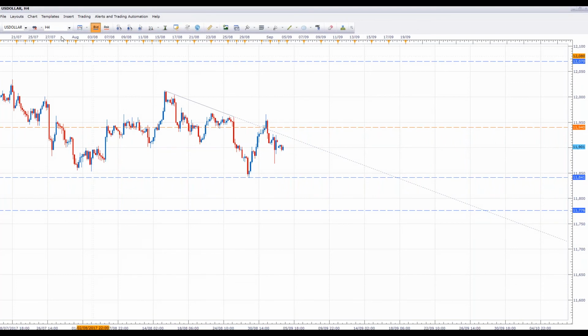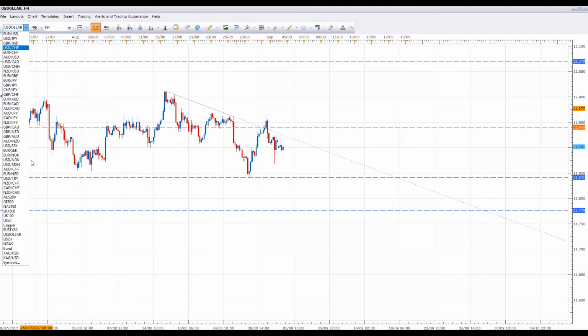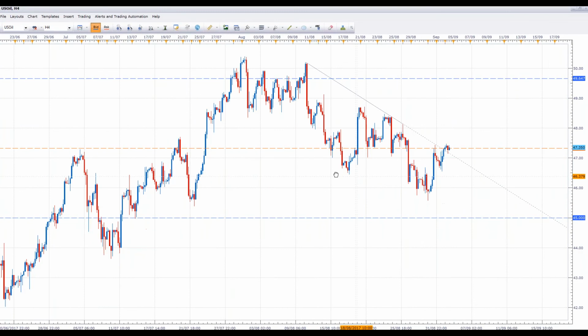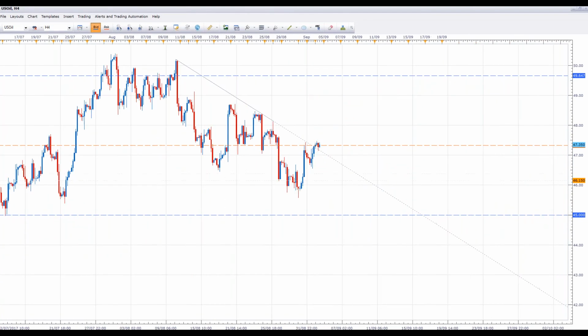So let's go and have a look at oil before we go on. Now, we know oil affects the Canadian dollar. Now, oil is in a fairly similar position to the US dollar index this week. And usually when we come in, we like to give looks like an ABC correction to the downside. Is that the US dollar index there or oil?